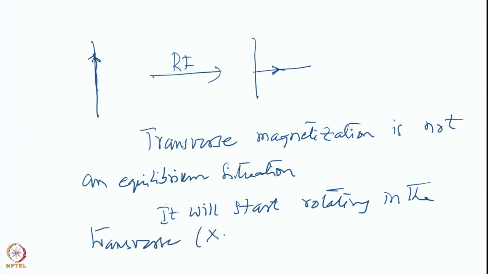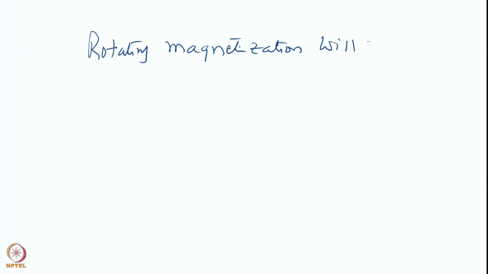Transverse meaning XY plane. Okay. And therefore, if you have a detector in this transverse plane, this rotating magnetization will induce a signal.